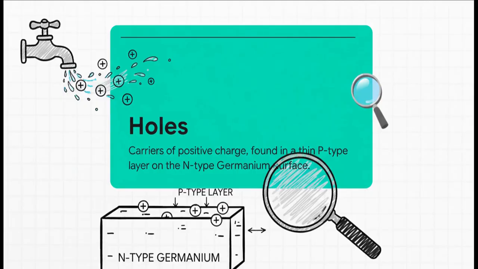But what's actually flowing from that faucet? This is the secret ingredient they stumbled upon. They figured out that on the very surface of their N-type germanium, there was this unbelievably thin layer that had the opposite property, a P-type layer.